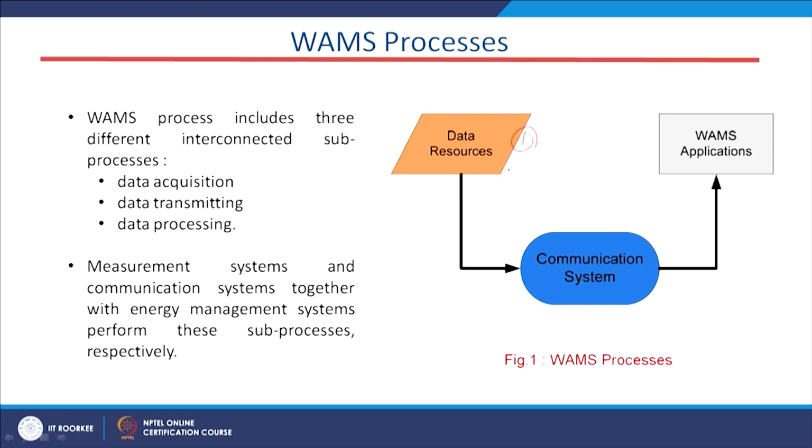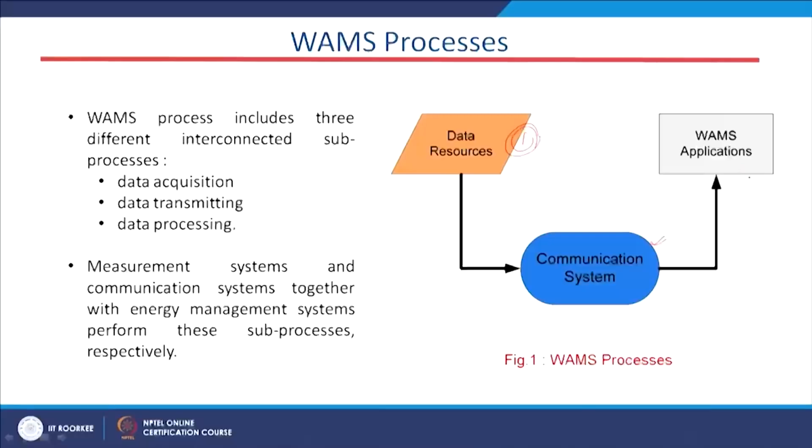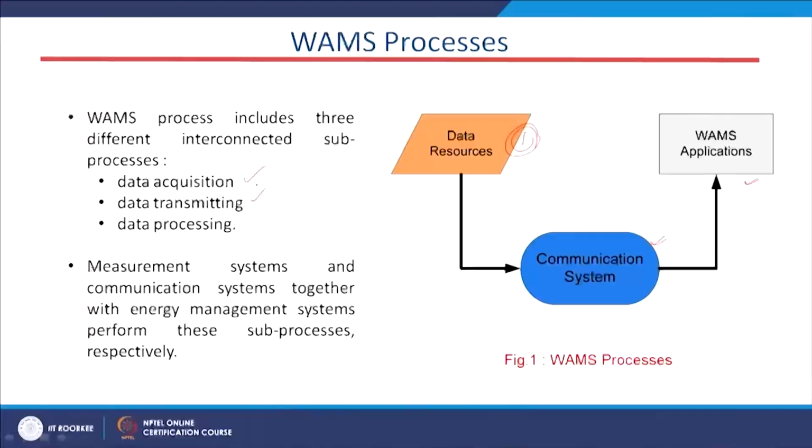This is the WAMS process. The first one is the data sources. In WAMS technology, the PMU sends the data to the data concentrator, the PDC, the phasor data concentrator. There we get the data, and through this communication system we can apply our techniques, control signals or protection signals for further improvement of the system. First is the data acquisition, second is the data transmission, and then the data processing.